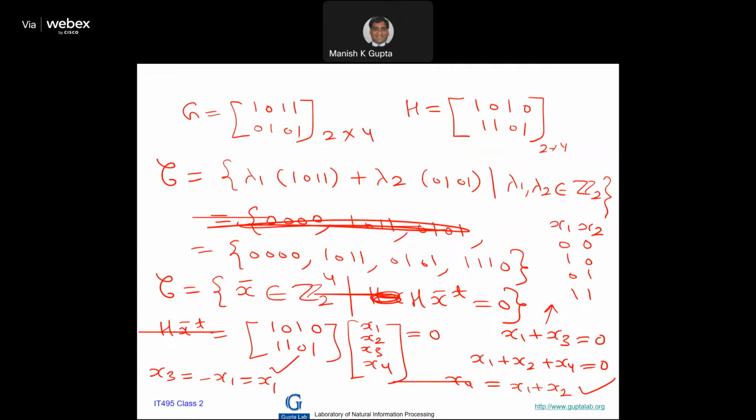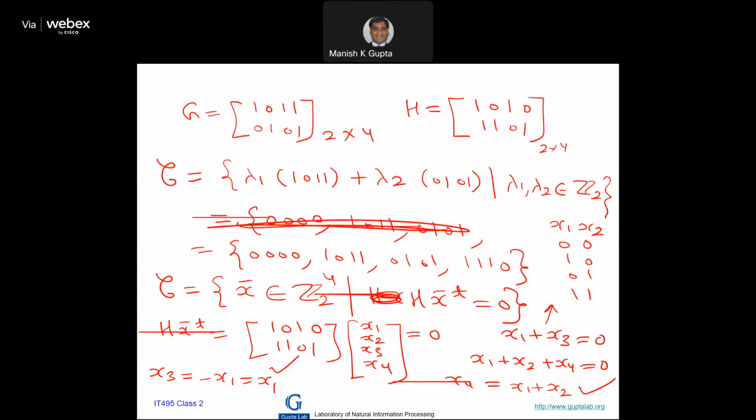x1 is 0, x2 is 0. Then x3 is what? 0. And x4 is what? 0. So you get the first vector here. Are you getting all these four vectors? You can check. Are you getting all these four vectors here? Right? When x1 is 0, x2 is 0, x3 is also 0, x4 is also 0. You are getting this vector.